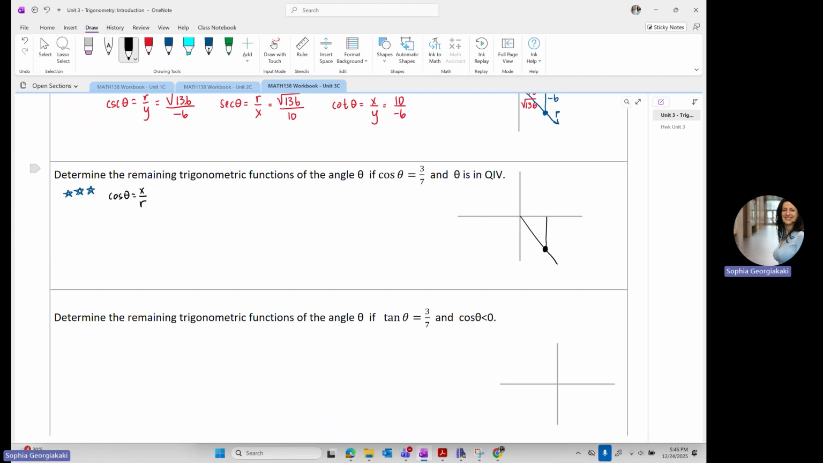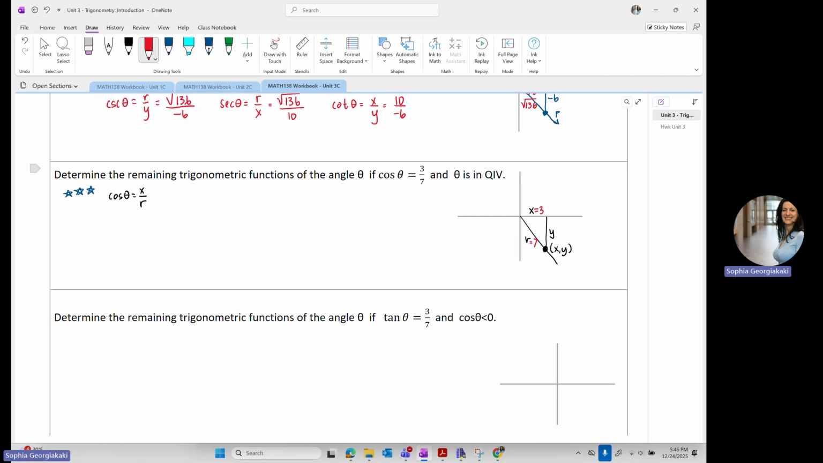And on that triangle, I will sketch x and y and r. Now, x is the x-coordinate, y is the y-coordinate, and r is the distance from the origin to my point. And because the cosine of theta is 3/7 and the cosine of theta is x over r, the x will be 3 and it's positive in quadrant 4, and the r will be 7, and it's always positive.